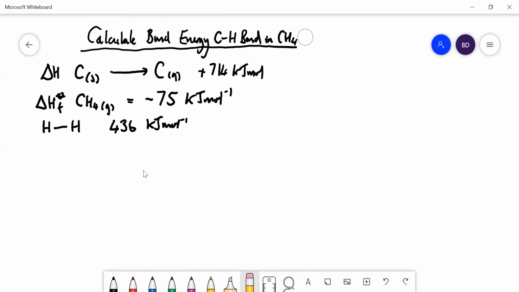You've got to calculate the bond energy of carbon-hydrogen in methane. And the data they give you looks quite strange, this one here. You get 1 mole of carbon and you turn it into 1 mole of gaseous atoms. We haven't come across that before, but it's obviously very endothermic because you have to break all those covalent bonds in the graphite, aren't you? Then they give us the bond energy of the hydrogen bond in H2. That's fairly straightforward.